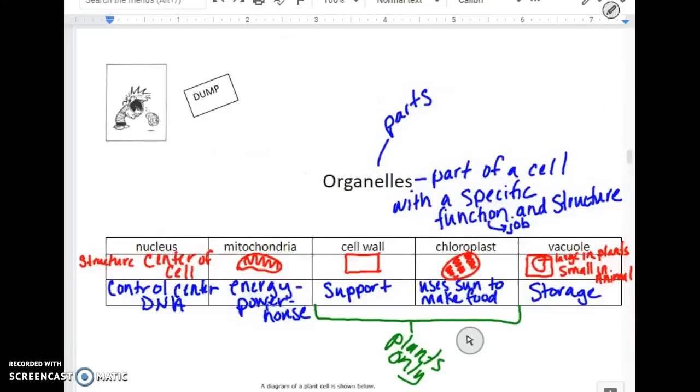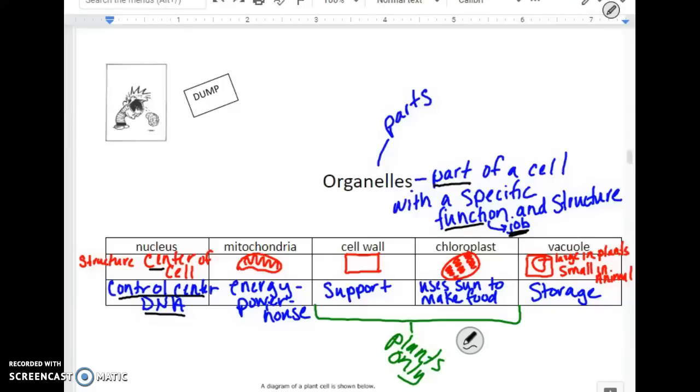Okay, let's jump on to organelles. First of all, organelles are the parts of the cell with a specific function or job and structure. Down here, we're going to go through some of the more common or well-known organelles in the cell, the ones that you guys learned in the 7th grade. First off, we've got our nucleus. The nucleus is in the center of the cell. It is the control center, and it's where the DNA is stored.